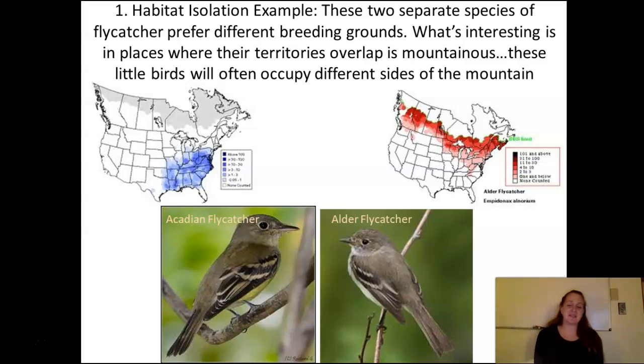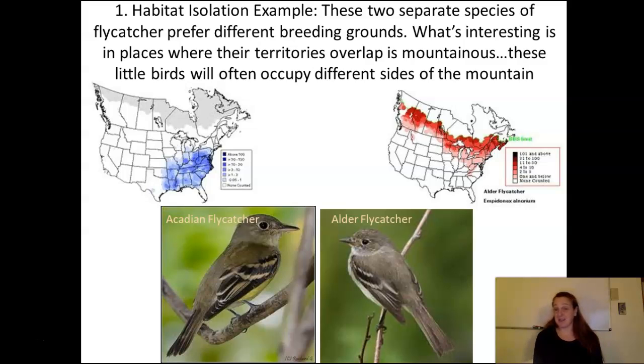So let's look at some of those mechanisms that are going to help to keep species separate. One mechanism is habitat isolation. And what this basically says is that we have two separate species that are preferring or selectively choosing different habitats from one another. That's going to keep them from ever interbreeding with one another.